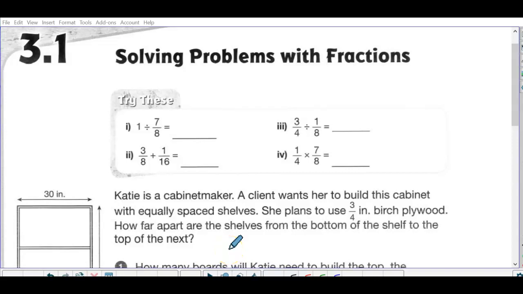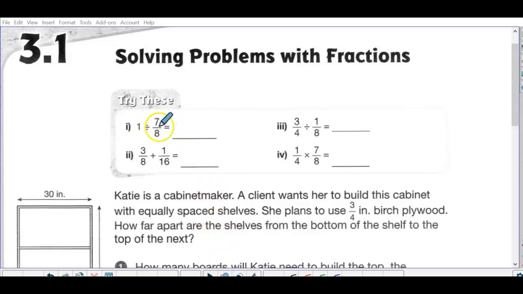Chapter 3.1, Solving Problems with Fractions. Again, the try these involve fractions, kind of makes sense. These are all linear measurement problems, so nothing to do with area or volume. We'll get to those in other chapters in the workbook.